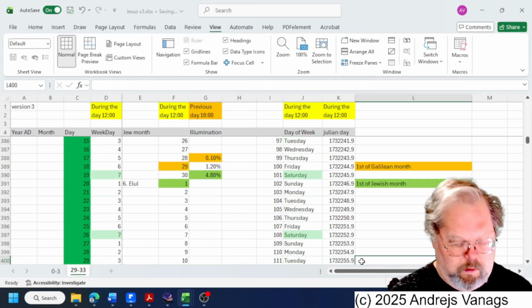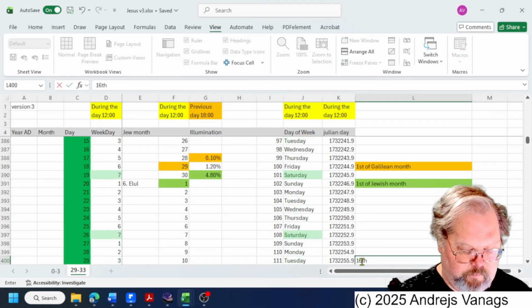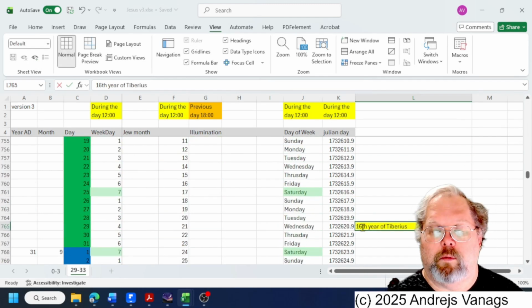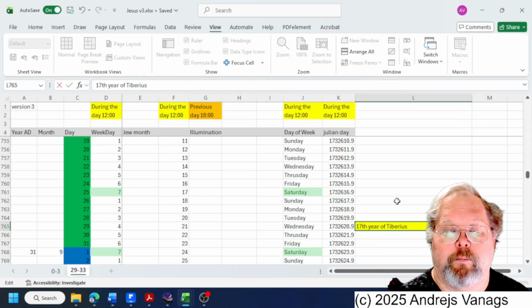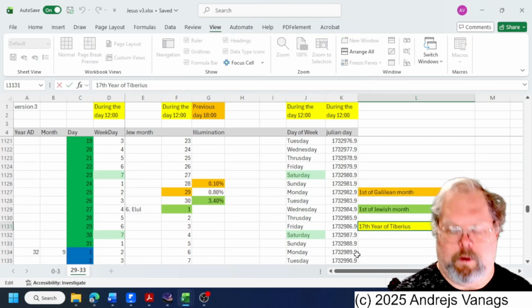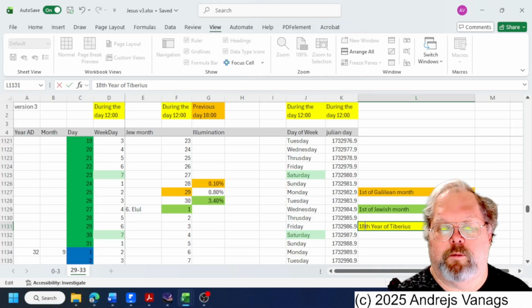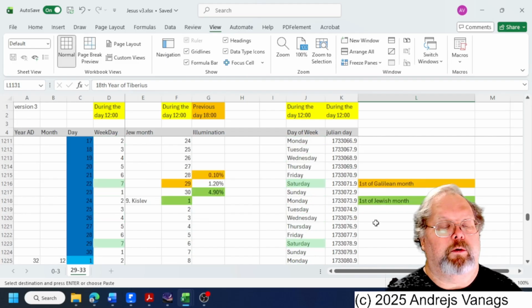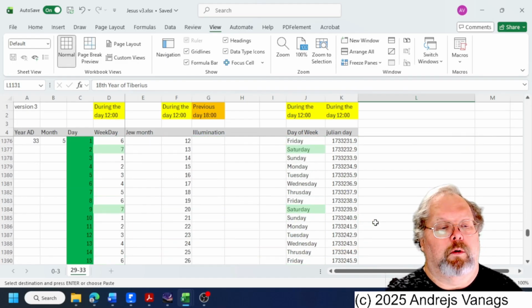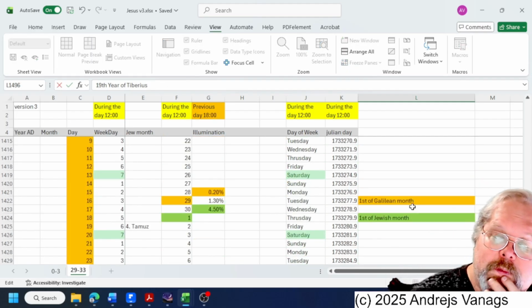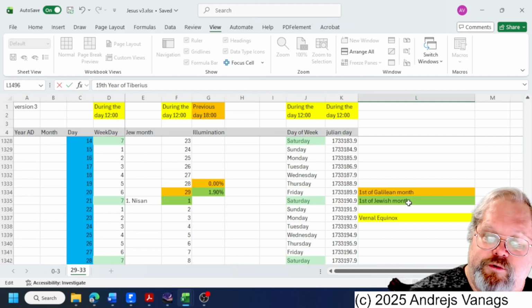August 30 will be the 16th year of Tiberius. Then we go to year 31. This will be the 17th year of Tiberius. 18th. Almost made a mistake. The 19th year of Tiberius is after Jesus Christ died. Now we know with certainty that Jesus Christ died on the 18th year of Tiberius.